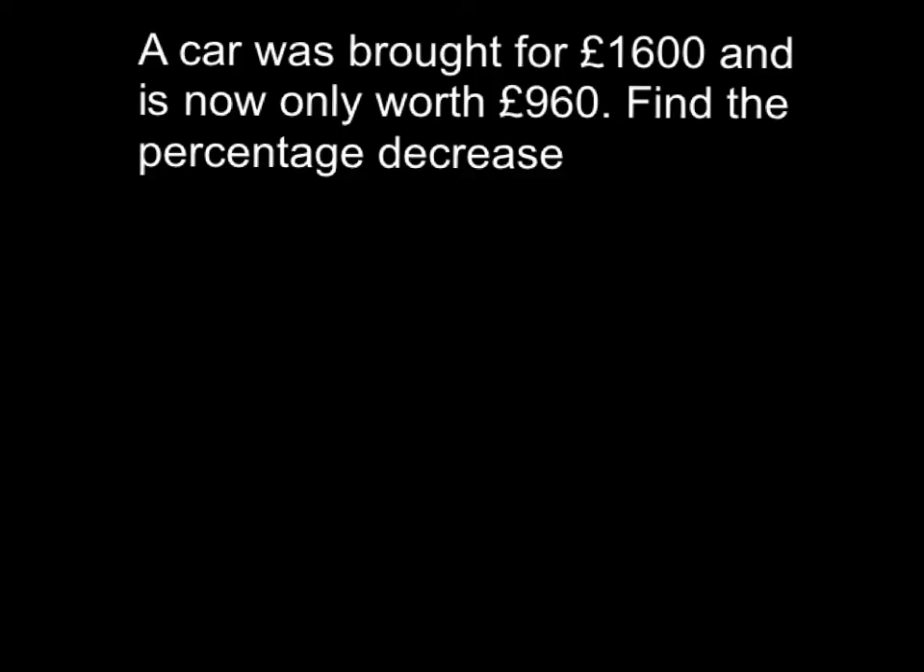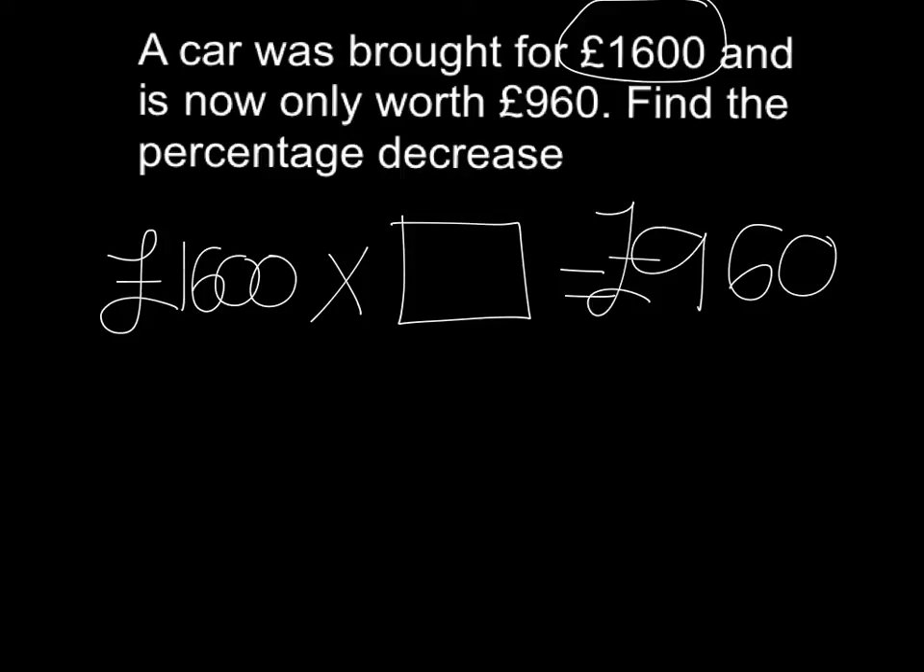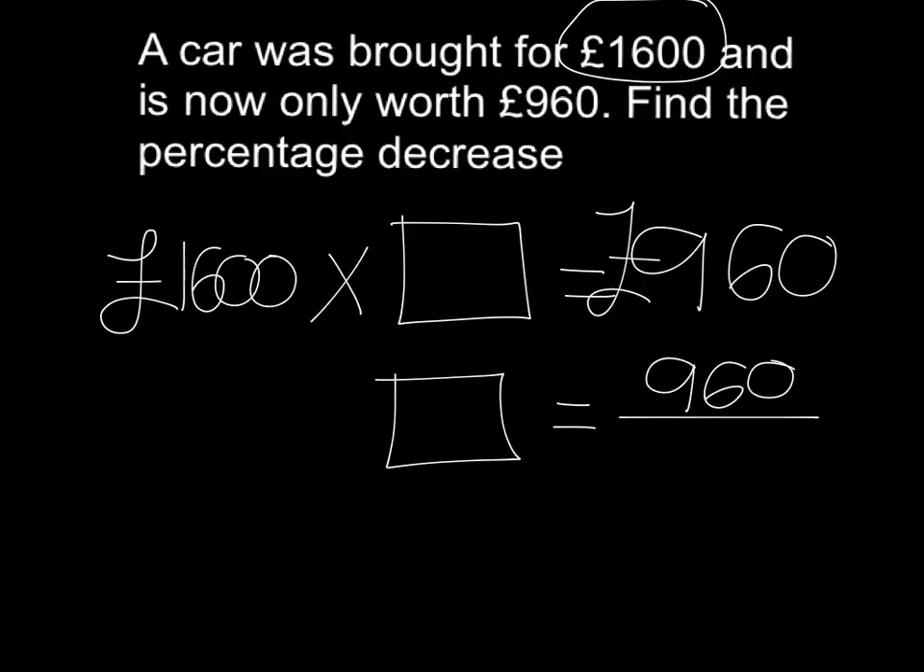Okay then, and then finally looking at a decrease question now. If we've got a car that's been bought for £1,600, that was how much it was originally, and it's now worth £960, so it's been times by something and it's now worth £960. That'll be your layout to get you thinking. We need to work out what the multiplier is, so it's the inverse operation, so it's going to be 960 divided by 1,600.